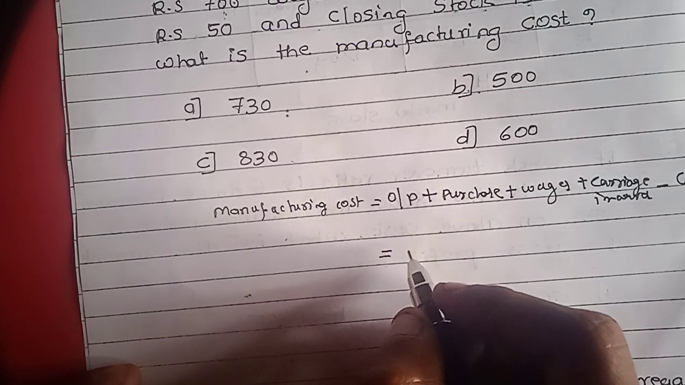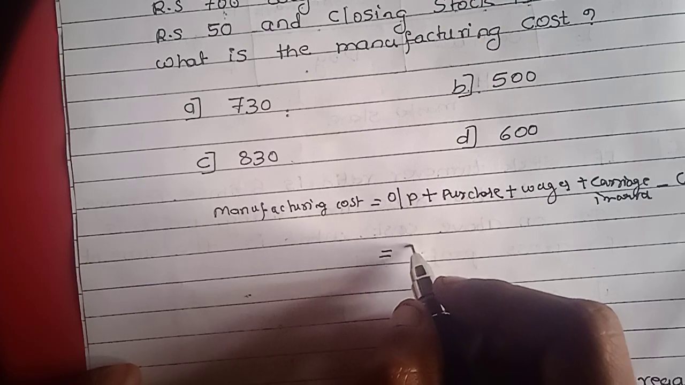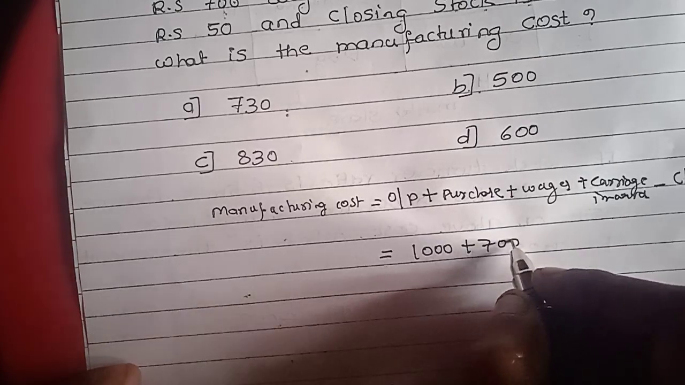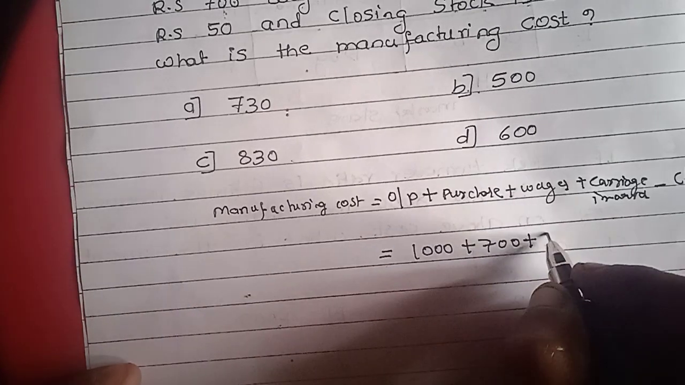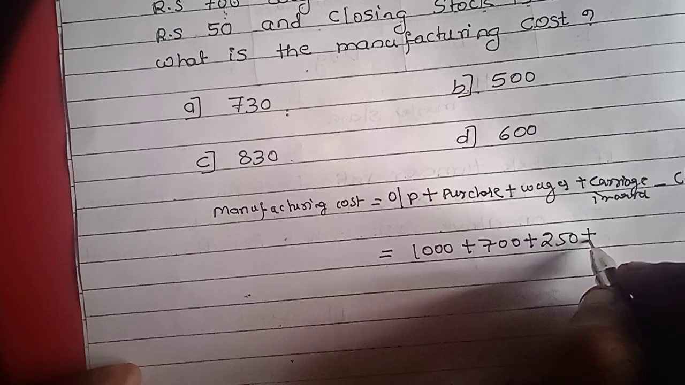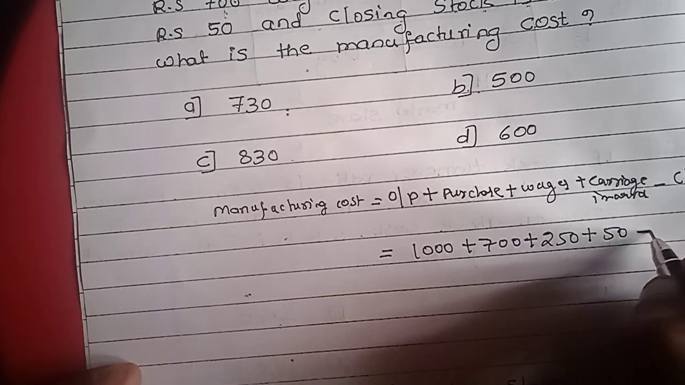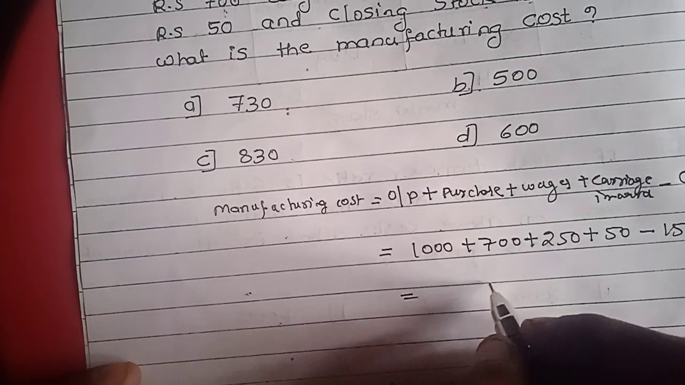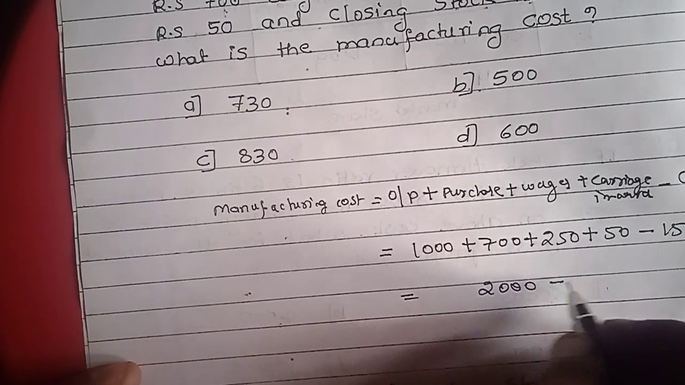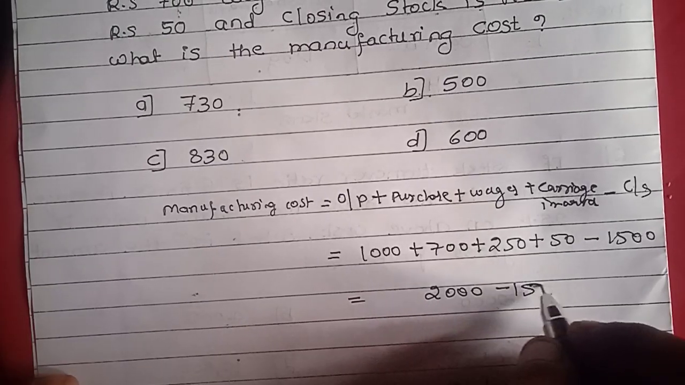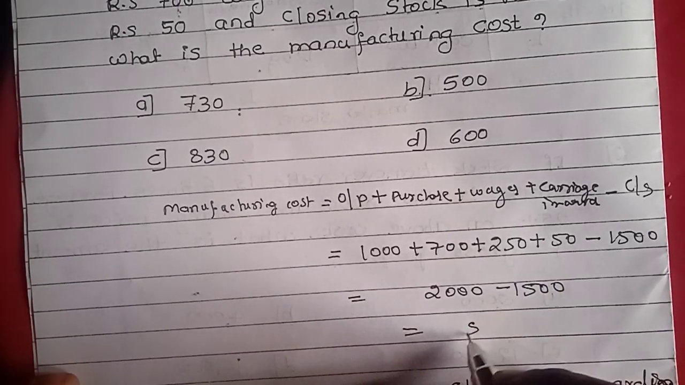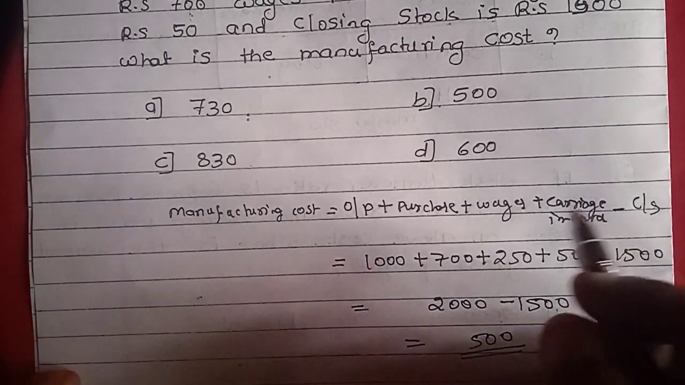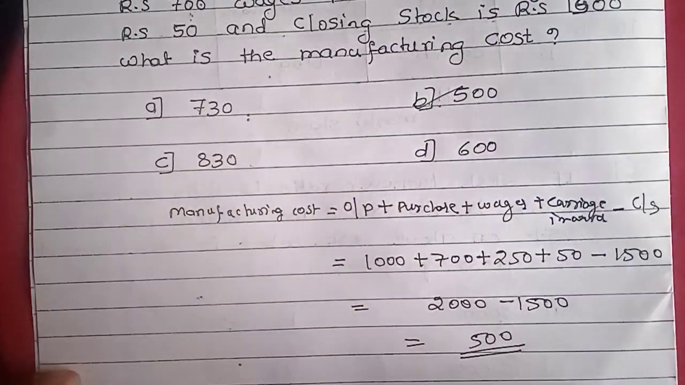Opening stock is 1000 plus 700 plus wages is 250, carriage inward is 50 minus 1500. So here 2000 minus 1500. So the answer is 500. So manufacturing cost is rupees 500. So the option B is the right answer.